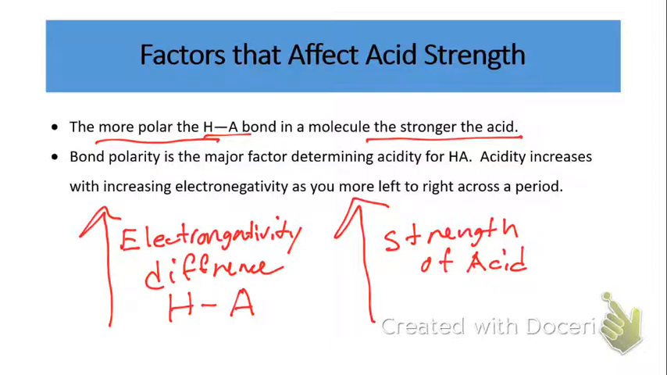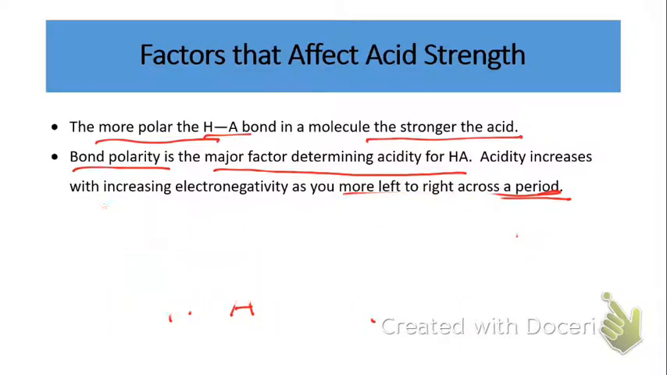You can see that in many aspects when we look at these chemical bonds, especially going across the periodic table. Bond polarity is going to be a major factor in determining the acidity of the acid going across a period, left to right. So electronegativity difference in acid strength is more prominent and more important as we move across the periodic table. Let's take a look at a couple of examples of this.